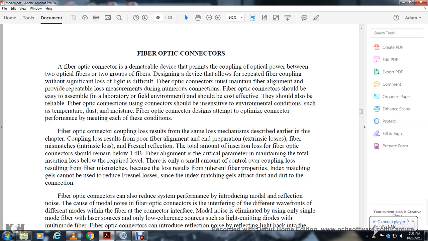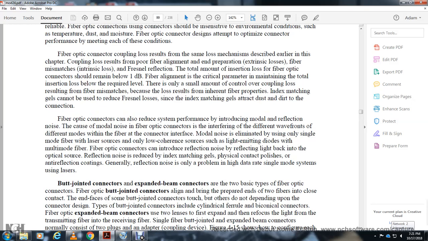Fiber alignment is the critical parameter in maintaining the total insertion loss below the required level. There is only a small amount of control over the coupling loss resulting from fiber mismatch, because that loss is the result of inherent fiber properties. The index matching gel can reduce Fresnel reflection, but the gel attracts dirt and is not used in direct fiber connections. Fiber optic connectors can also reduce system performance by introducing modal noise, which is reflection noise from the coupling.